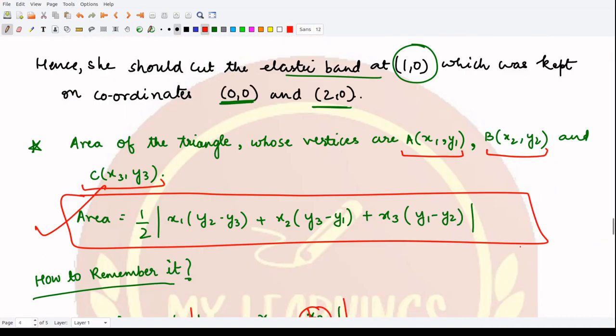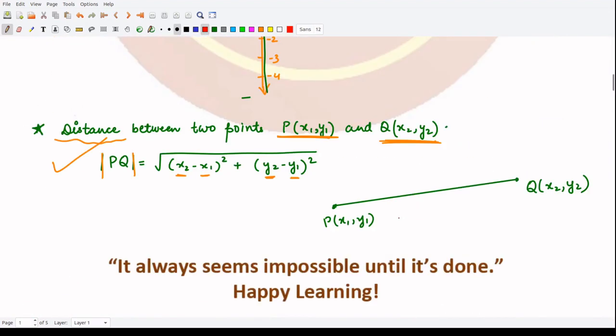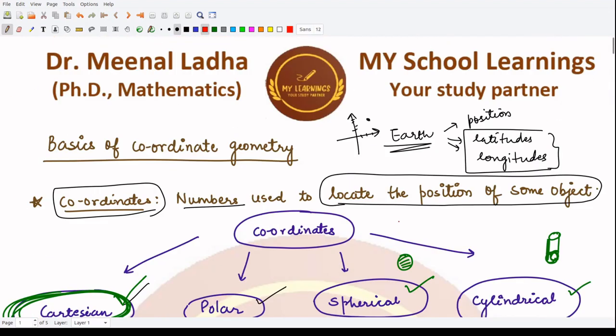I hope you understood these basic concepts of coordinate geometry. In the next video, we'll be starting with our main concepts from coordinate geometry.